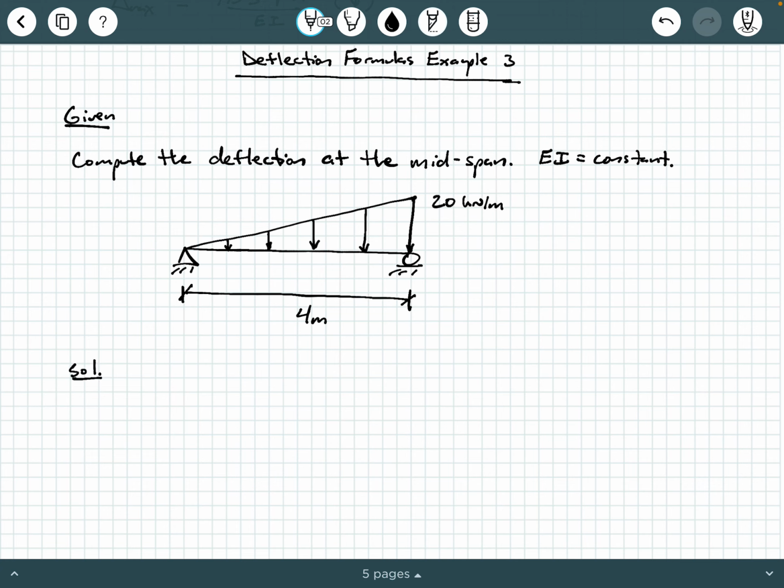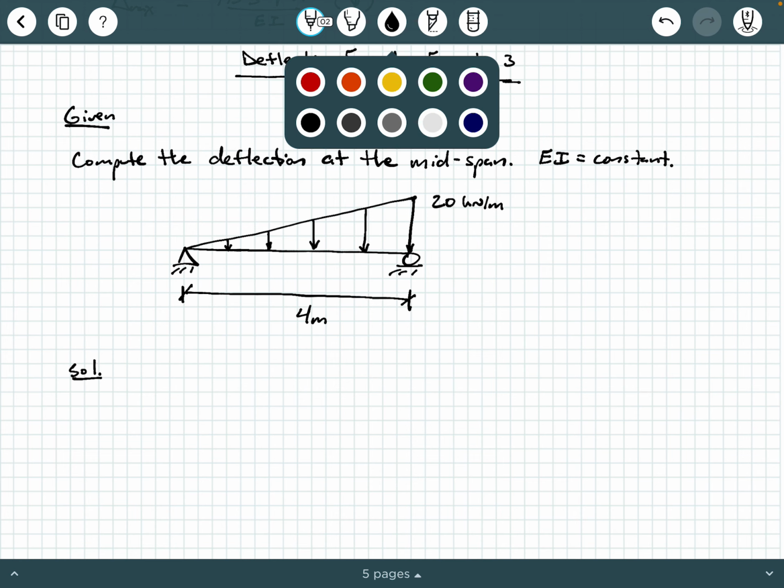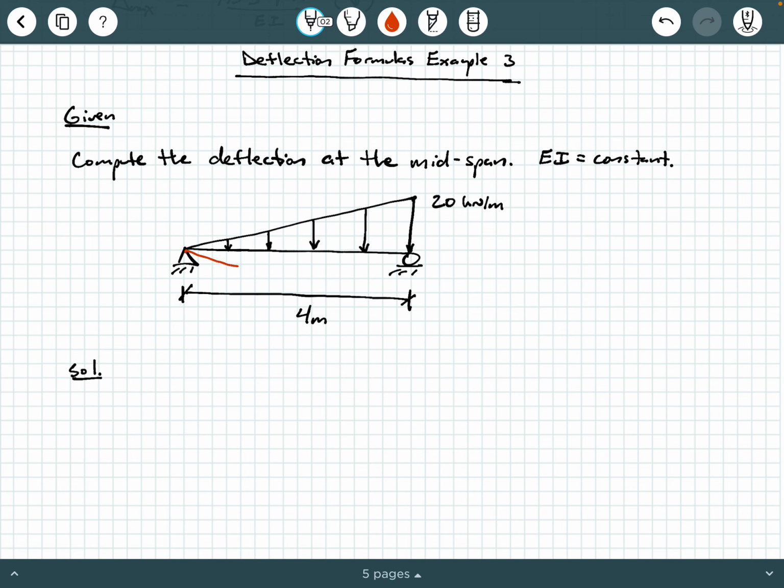Well, notice that this problem is not asking for the maximum deflection. It's asking for the deflection at the midspan. So if I were to sketch the deflected shape of this, this would be slightly lopsided, okay? So delta max is not at L over 2. So that's one thing to keep in mind, but we're looking for the deflection at L over 2, okay?